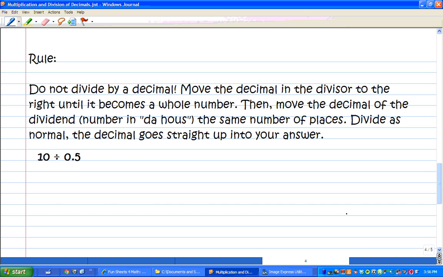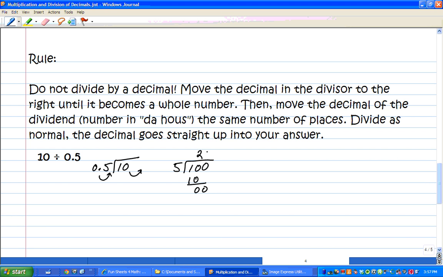So, here, for example, I have 10 divided by 0.5. If I set this up, I would say, all right, 10 divided by 0.5. I don't want to divide by a decimal, so I'm going to move the decimal to the right, however many places I need to until this number on the outside is a whole number. Well, I only have to move it once. If I move that one once, I have to move this one once. And then what I have is 100 divided by 5. Now, these two things are proportional. So, 5 goes into 10 2 times.